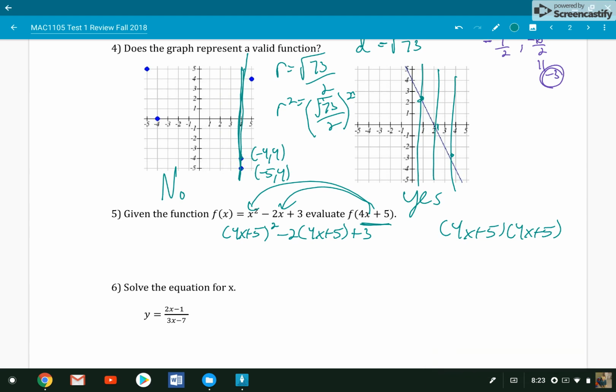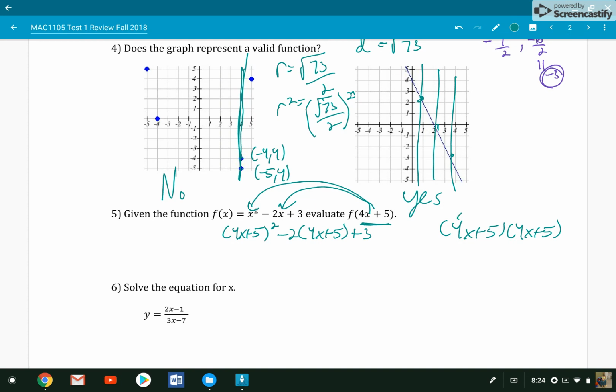So video 3 here, wrapping up the problem that we just started. I'm evaluating the function f of x equals x squared minus 2x plus 3 at 4x plus 5. So I've replaced the x's with 4x plus 5. Looking at the 4x plus 5 squared, we said that's not just the 4x squared and the 5 squared, but it's literally 4x plus 5 multiplied by itself, 4x plus 5 times 4x plus 5.